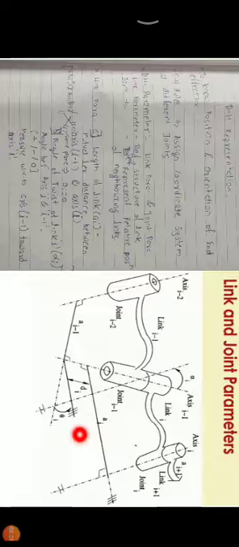Now to find this length of link a i, we have to consider axis i and axis i minus 1. Axis i minus 1 means Z i minus 1, and axis i means Z suffix i.